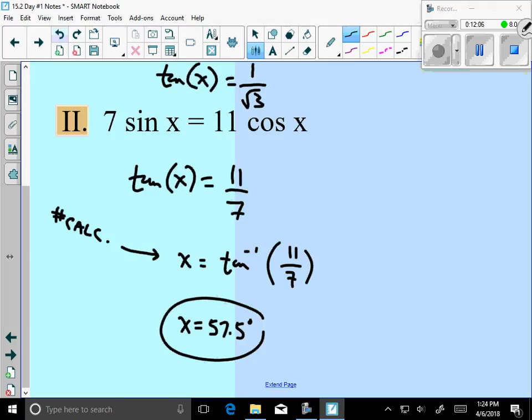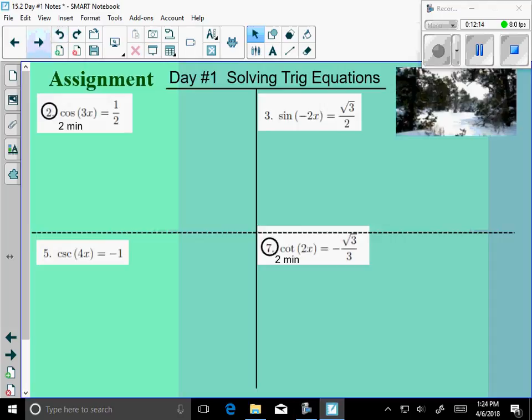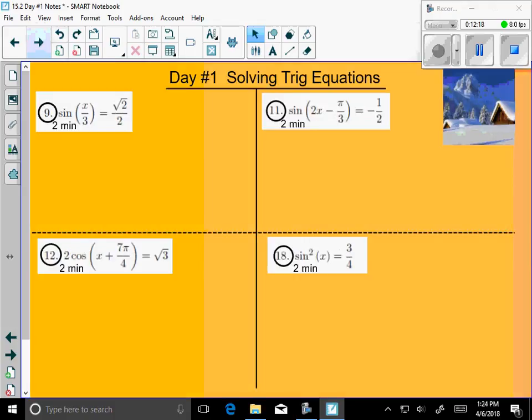Done? Okay, good. All right, let's get on to something that's near and dear to my heart. It's called critical thinking. All right. I'm going to skip these because these are very similar to what we just did. I want to jump into number 11 here. Ew, gross. That's yucky. What are the two angles that give me a sine of negative 1/2?